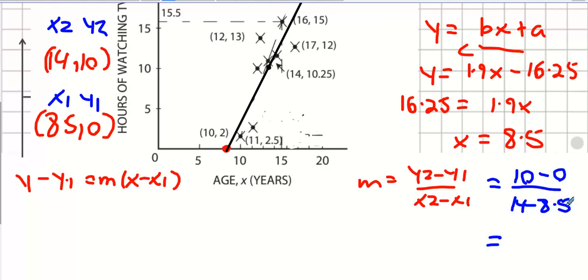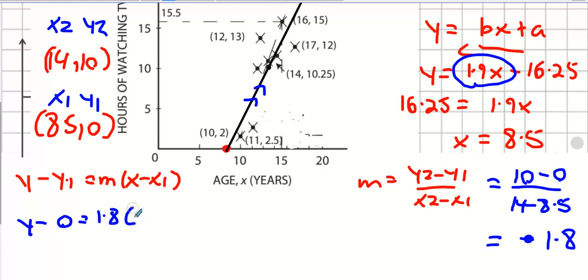So what's it? Minus 1.8 or just 1.8? Yeah, because it's a positive slope, isn't it? And look, we were expecting an answer of 1 point something. So we're pretty accurate. Okay. And then all we need to do now is y take away 0. And then 1.8 into, what's it? x minus 8.5. And just give me 1.8 times 8.5 and we're in business.